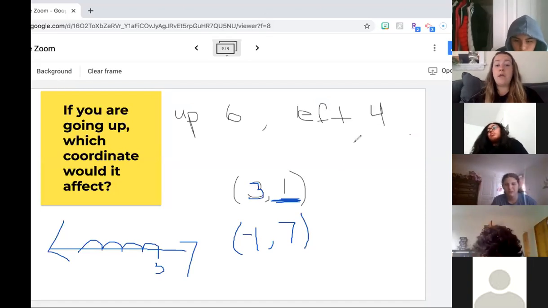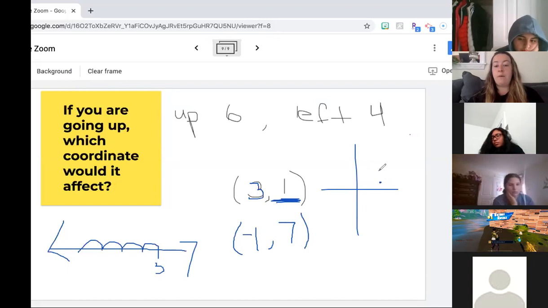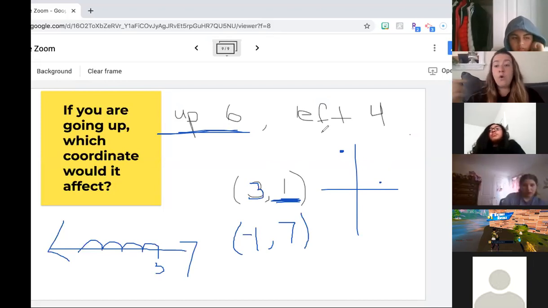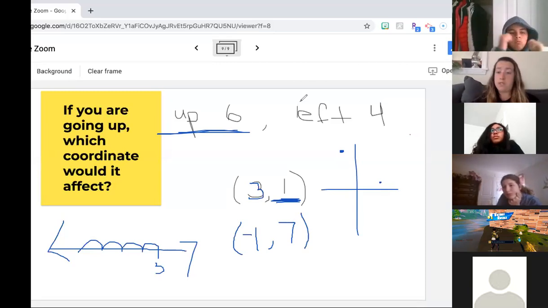Okay, and then if you needed to, you could plot it out on a coordinate plane. If I was at 3, 1, that could be like here. So if I went up 6 and left 4, I'd be over here. Okay, so I'd be at -1, 7. So your up affects your y, and left or right affects your x. If you're going left, we should know what happens when we're going left. We subtract, or we're going into the negatives, or we're decreasing. When we go to the right or up, we're increasing.